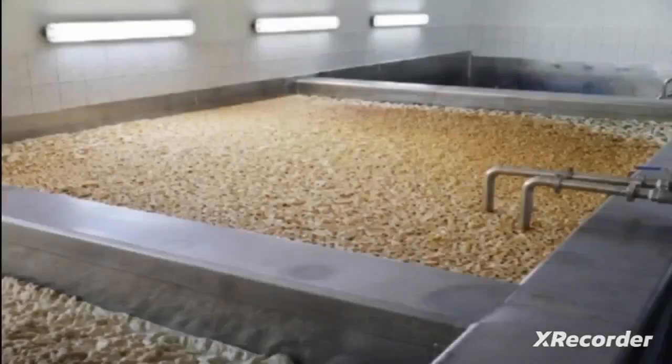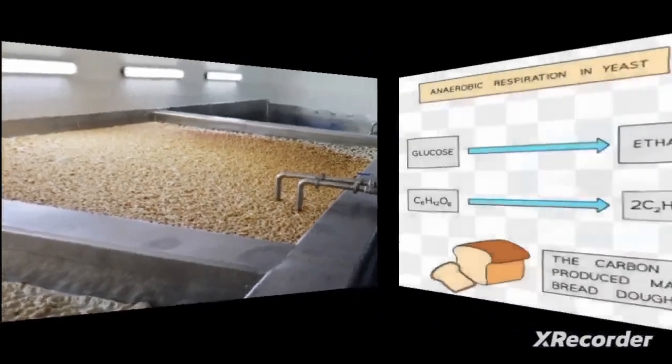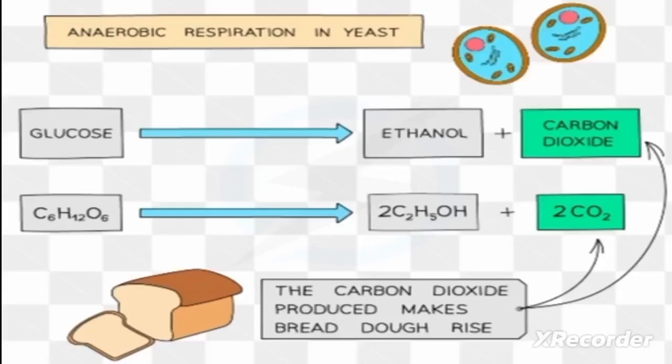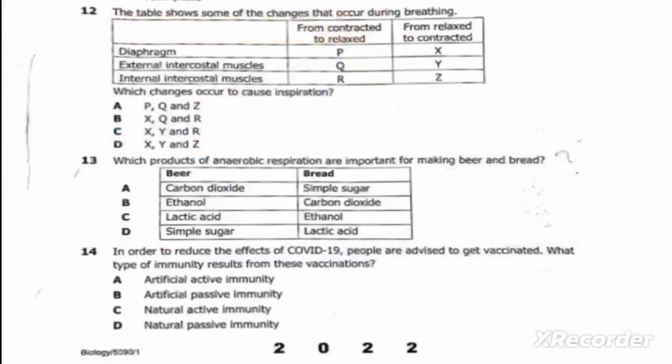Anaerobic respiration is the one that is taking place here. So we can see that anaerobic respiration has led to production of alcohol and carbon dioxide, and these two are needed in the production of beer and bread. So therefore, our correct answer is B.